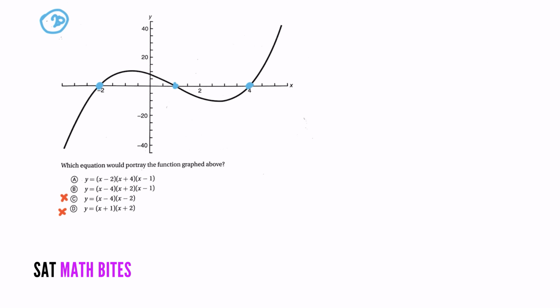Because one of the roots is 4, that means one of the factors here is x minus 4. Because this root is 1, we know another factor would be x minus 1. And because this root is -2, we know that another factor would be x plus 2. So the only answer that has all of those would be answer choice B. That would be the answer to this problem.